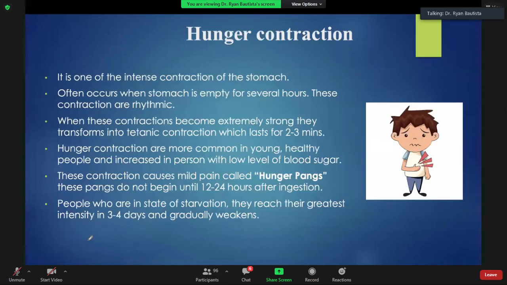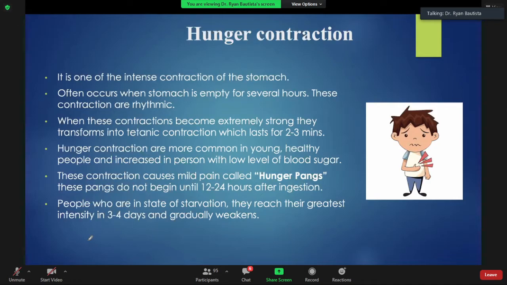This contraction can be rhythmic. When this contraction becomes extremely strong, it transforms into tetanic contraction, which lasts for around 2 to 3 minutes. That's the time your GI tract is talking to you. We call this your hunger pangs. Hunger contractions are more common in young, healthy people and increase in persons with low blood sugar levels. This contraction causes mild pains, which we call hunger pangs, and they do not begin until you have had no food in your GI tract for 12 to 24 hours. Let's say you go fasting for one day. You'll experience hunger pangs that are very painful.